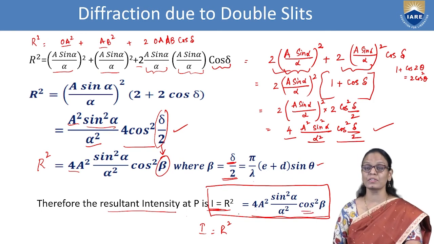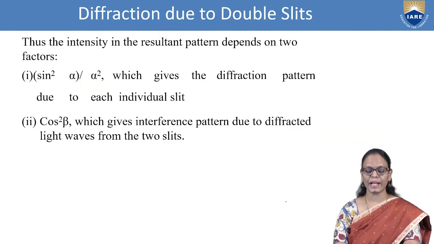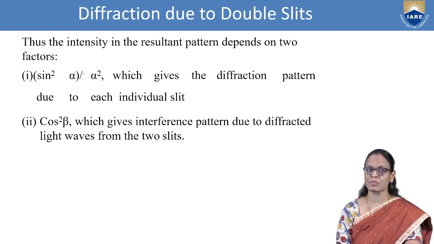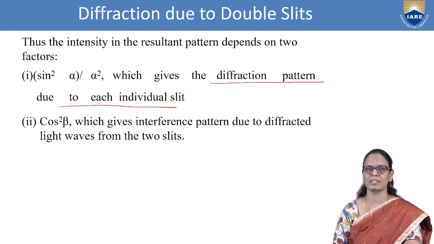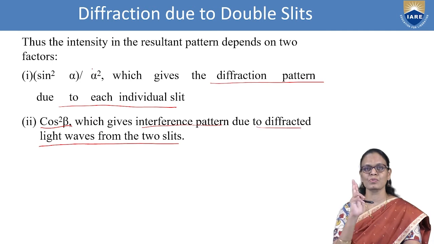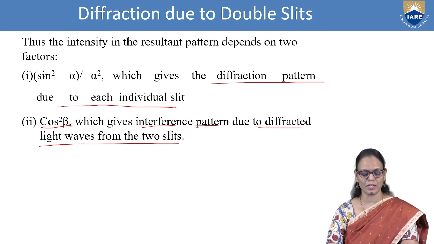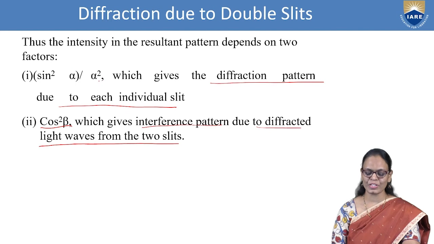Now let us see how this pattern is going to be. The intensity of the resultant pattern depends upon two factors. The first one is sine square alpha by alpha square, which gives us the diffraction pattern due to each slit, individual slit. And cos square beta, which gives the interference pattern due to the diffracted light waves from the two slits. So are you able to understand what we have in the resultant is two terms? Other things are constant: 4 is constant, A is a constant. But the terms we need to focus on now are sine square alpha by alpha square, which gives us the diffraction pattern due to each slit individually, and cos square beta, which gives the interference pattern due to the diffracted light waves from the two slits.